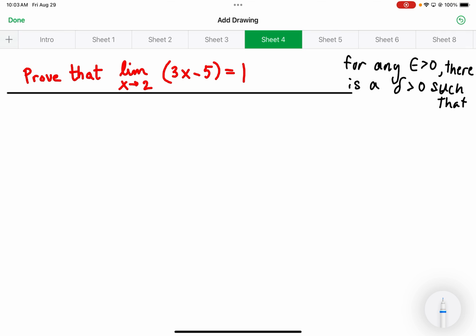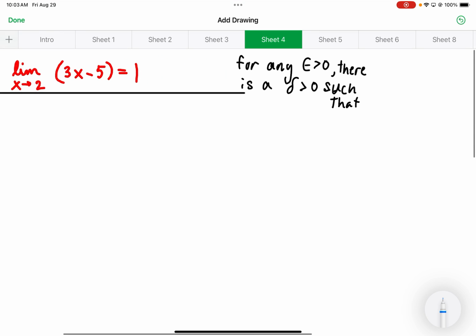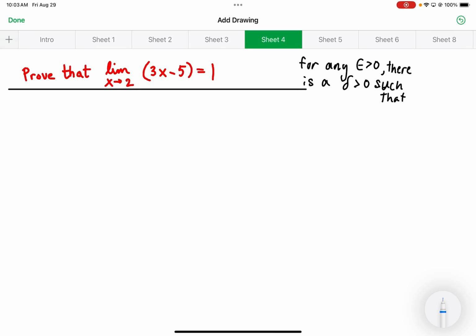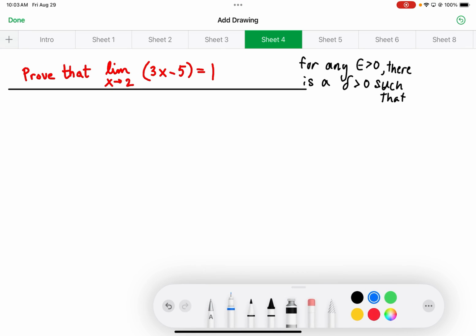Let's do the same thing except where we keep epsilon an arbitrary value. So it says prove that the limit as x goes to 2 of 3x minus 5 equals 1. For any epsilon greater than 0, there is a delta greater than 0 such that, and we're going to write our definition. Okay. All right, so start by writing the definition.